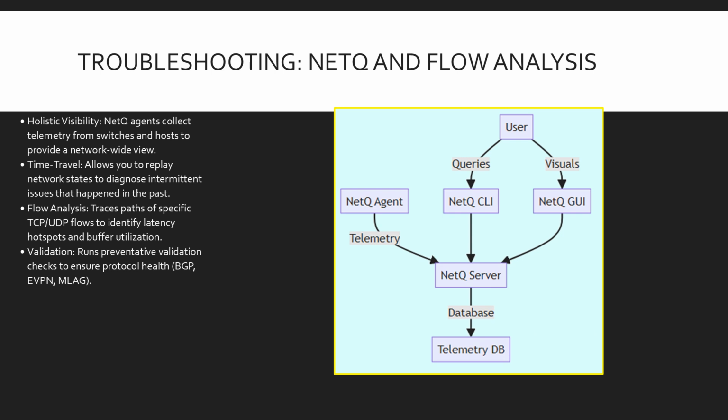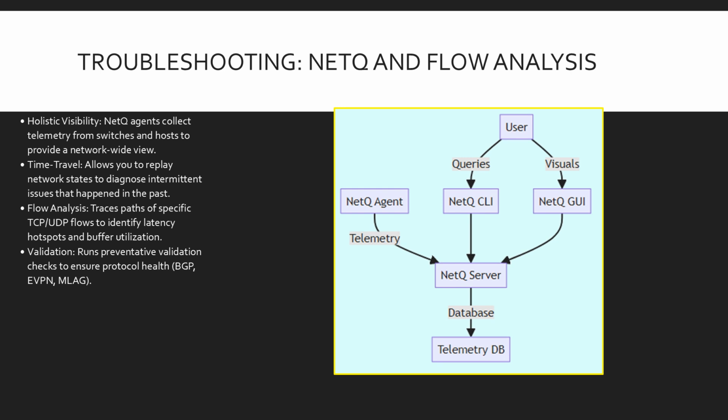NetQ aggregates data from agents running on every switch and host. Its most powerful feature for Spectrum-X is flow analysis. This allows you to trace a specific application flow across the fabric to see exactly which path it took and where it encountered latency or buffer contention. It also functions as a time machine, allowing you to look at the network state during a past event. Why use NetQ? Because it correlates configuration state with operational state across the entire fabric, identifying misconfigurations that single switch CLI commands might miss.